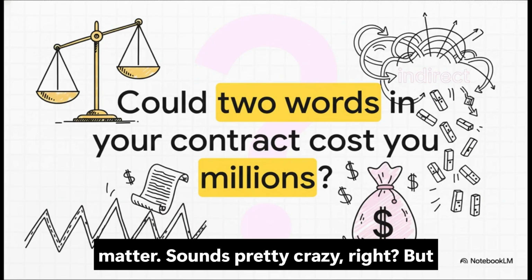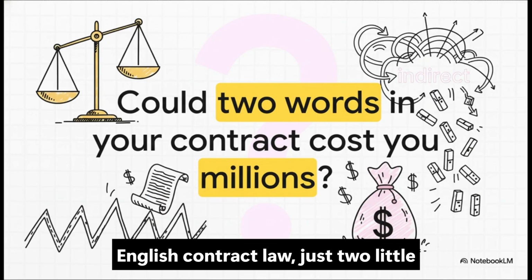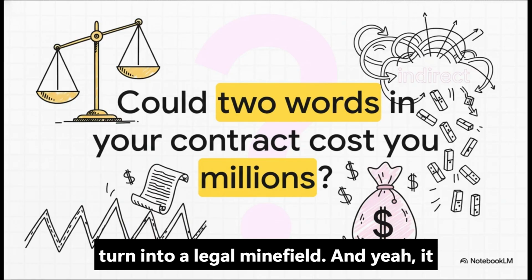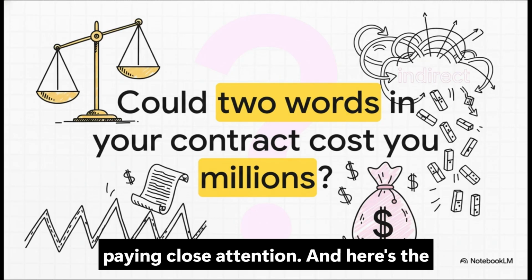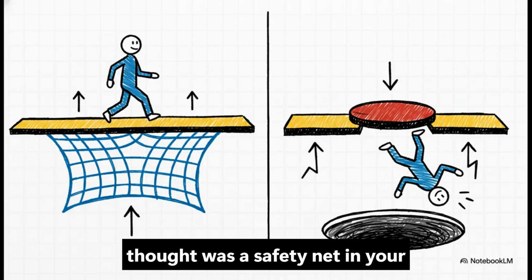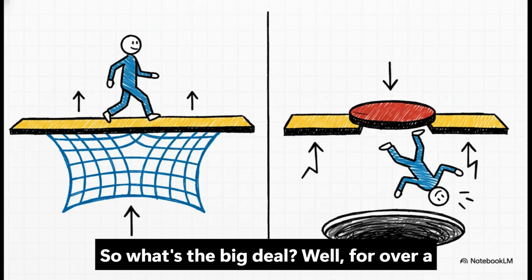Sounds pretty crazy, right? But believe it or not, in the world of English contract law, just two little words, indirect and consequential, can turn into a legal minefield. And yeah, it could cost you millions if you're not paying close attention. And here's the thing, if you get this wrong, what you thought was a safety net in your contract suddenly becomes a trapdoor. So what's the big deal?